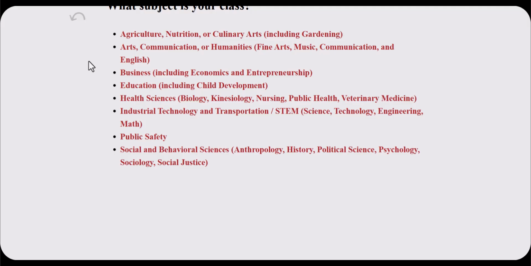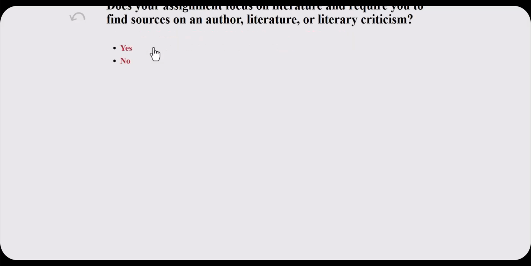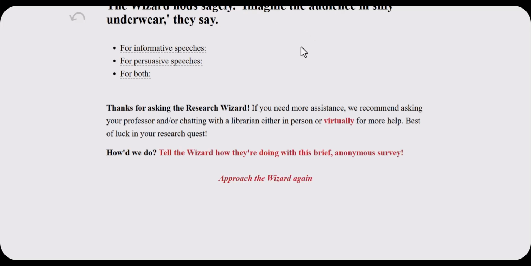And now we want to decide what our subject is. So let's say we're writing in the arts. We would click here. And let's say we want to find something for our communication or English class. And we're not necessarily writing on an author, so we're going to hit no. And is it for a speech? Sure, let's say yeah, we're looking for sources for a speech. And we have some tips here, as you can see.